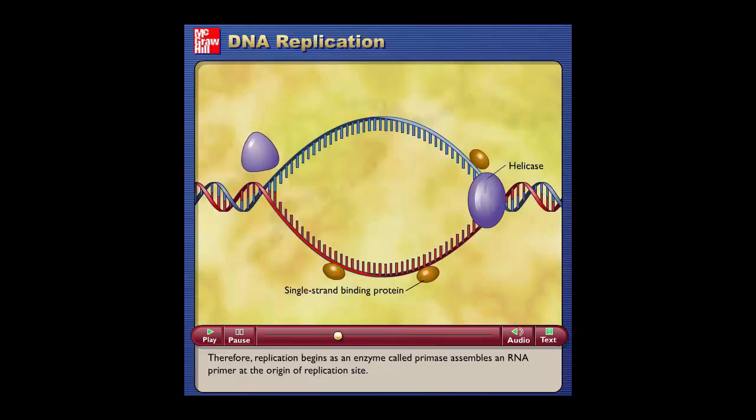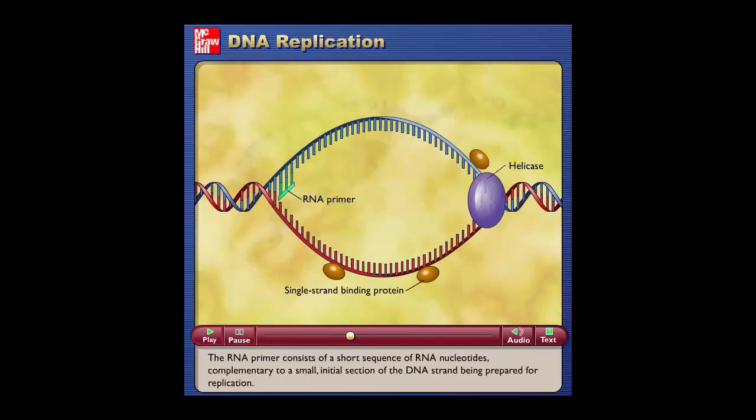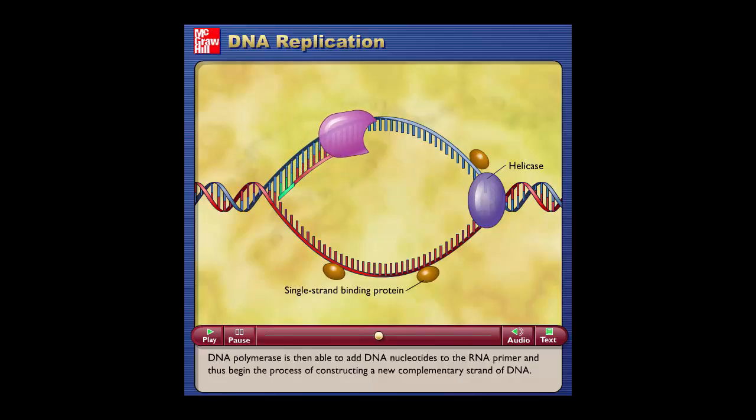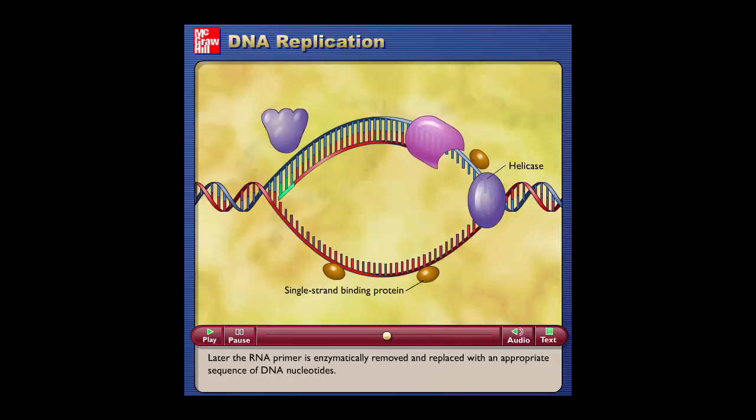Therefore, replication begins as an enzyme called primase assembles an RNA primer at the origin of replication site. The RNA primer consists of a short sequence of RNA nucleotides, complementary to a small initial section of the DNA strand being prepared for replication. DNA polymerase is then able to add DNA nucleotides to the RNA primer and thus begin the process of constructing a new complementary strand of DNA. Later, the RNA primer is enzymatically removed and replaced with an appropriate sequence of DNA nucleotides.